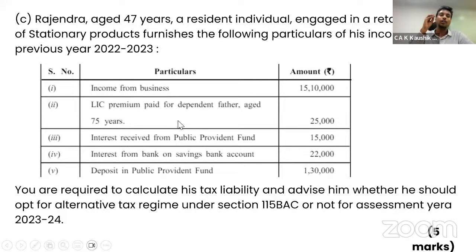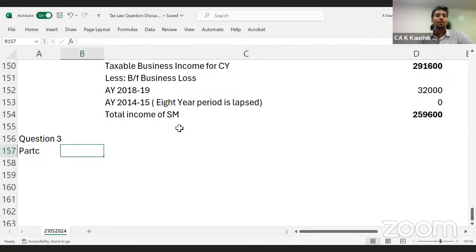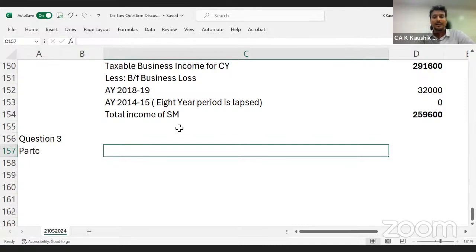Now, LIC premium paid for dependent father. If you stop reading at LIC premium 25,000 and forget to see to whom it is paid, then though you know that LIC premium under 80C is allowable only for self, spouse and children, you will not get a chance to evaluate that it is paid for a dependent father, so it is not allowed. Your conclusion will go wrong and you will give deduction for 25,000. So focusing on the important information is very critical.